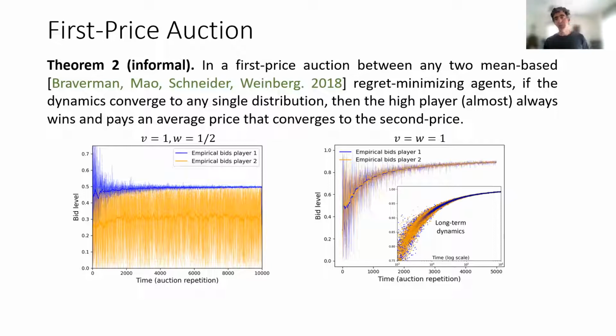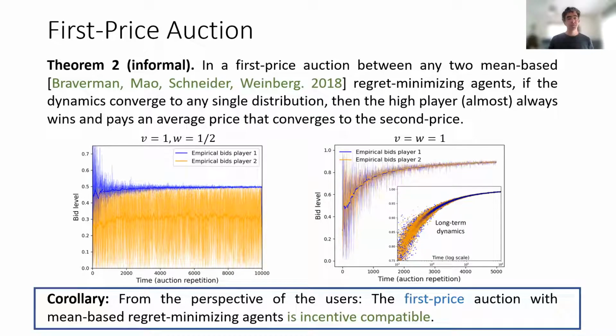And the bids of the other agents are somewhere below that. On the right, we see a different simulation with symmetric agents, both with a value of 1. We see that the bids converge to the second price of 1 in this case, but convergence is very slow. In the inset, we see a simulation of 1,000,000 auctions in a logarithmic scale for the time, on the horizontal axis. Convergence is very slow, but still the bids converge to the second price.